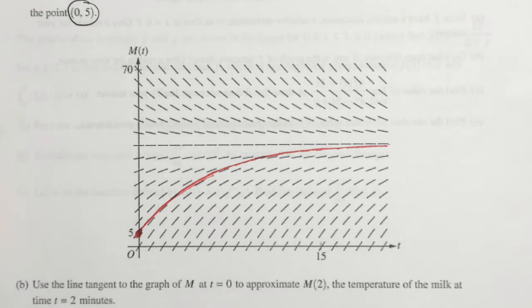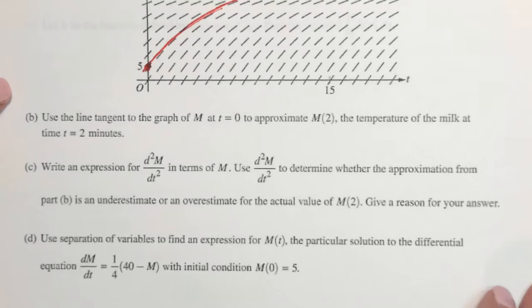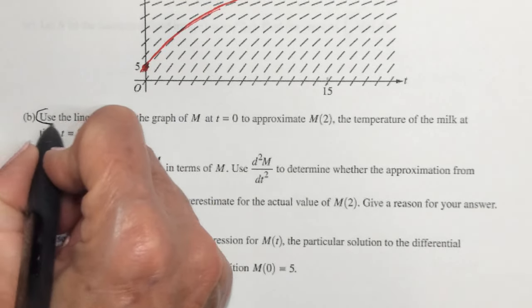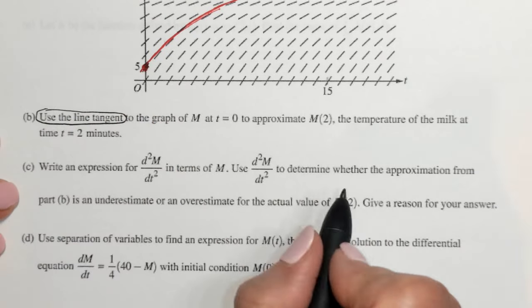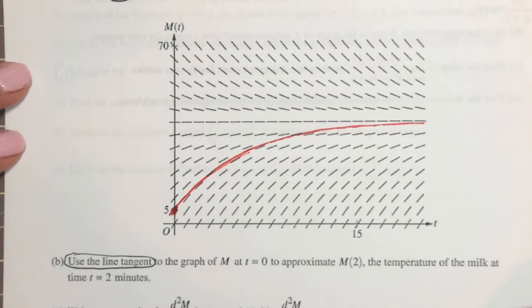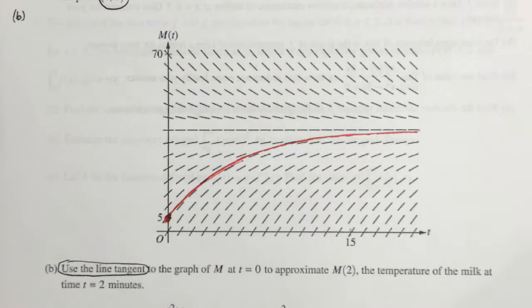All right, part B. Use the line tangent to the graph of m at t equals 0 to approximate m of 2, the temperature of the milk at time 2. Use the line tangent. Well, if they tell me to use the line tangent, I'm going to use the line tangent. I think I'm going to come all the way up here and do this because I don't have a lot of space on this page.